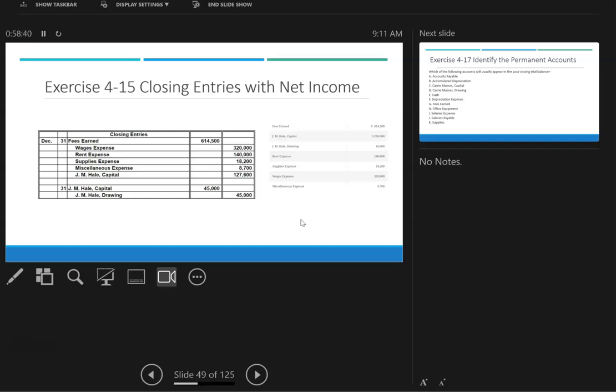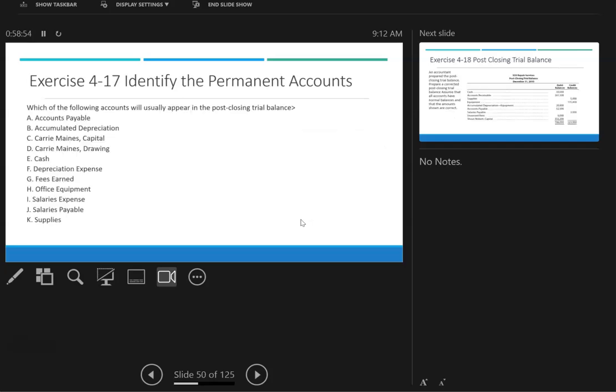So at the end of the period, do you see we're zeroing out all those temporary accounts to start fresh the next period? And where do we put them? We put everything into the capital account to start over again. Okay? What are the permanent accounts? Which of these accounts will appear on the post-closing trial balance because we do not zero them out?